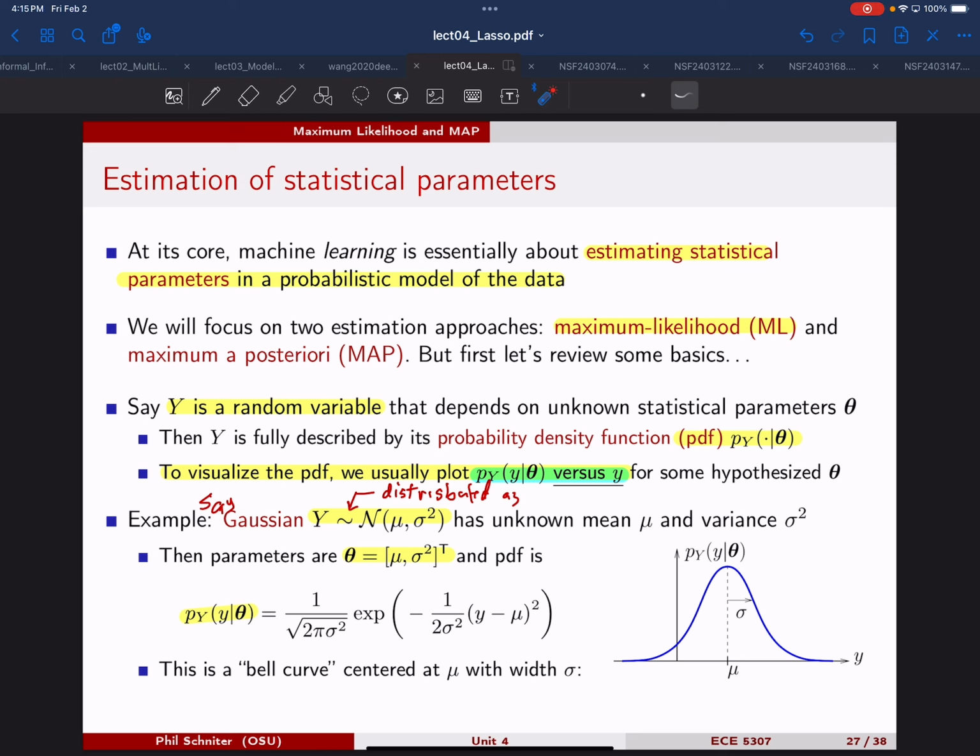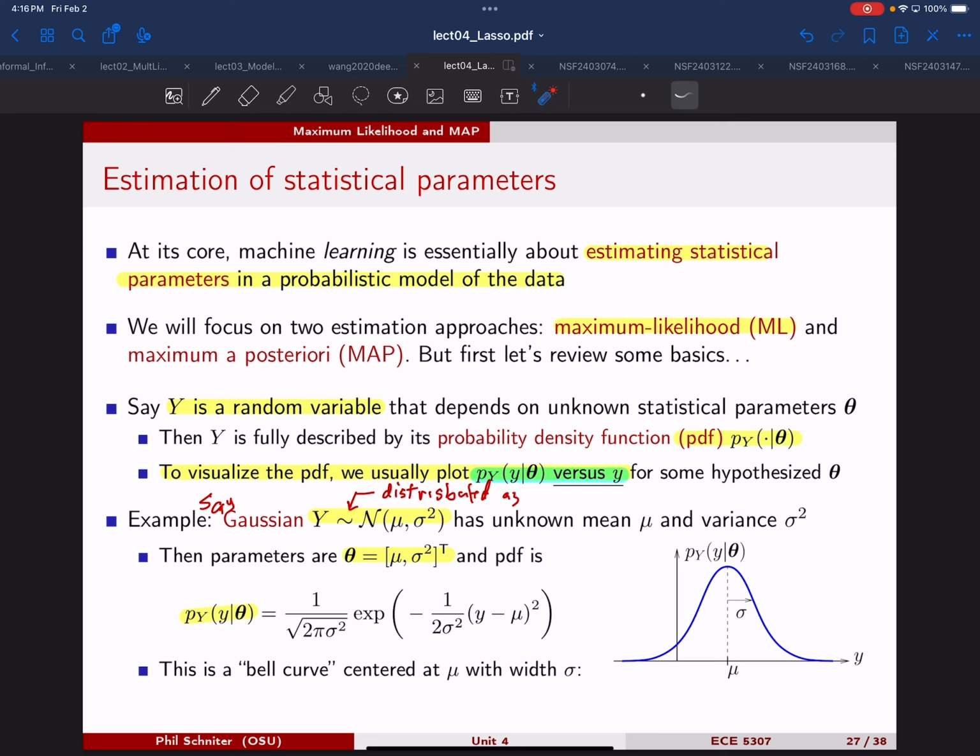But we have to make a little bit of an adjustment when we think about machine learning, because with machine learning, y is actually a given. We collect y. Y is, let's say, the training data we collected. So there's no uncertainty in y, so we don't really want to plot it versus y. The uncertainty is actually in the parameters, in this case, mu and/or sigma squared. And so we want to think about those as the variables, and y is actually fixed. Okay, so that's kind of the leap we need to make.